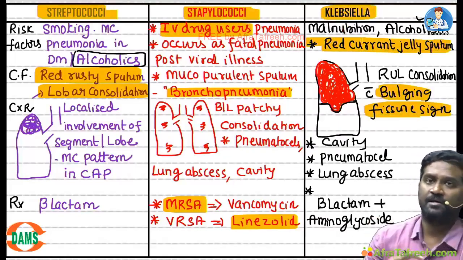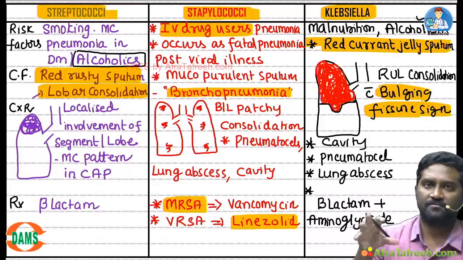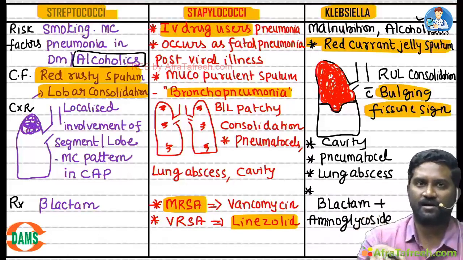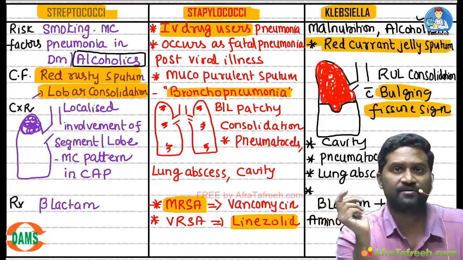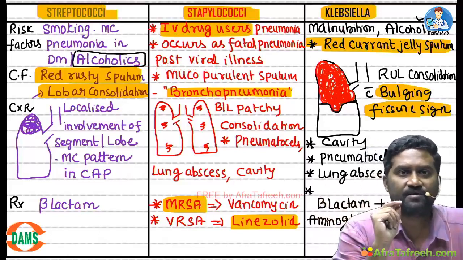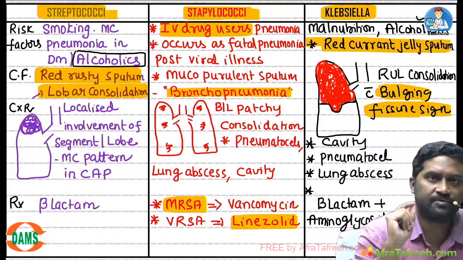From this table, the examiner can make multiple clinical scenarios. So you should know which organism fits there and you should be able to answer accordingly. So okay, students.